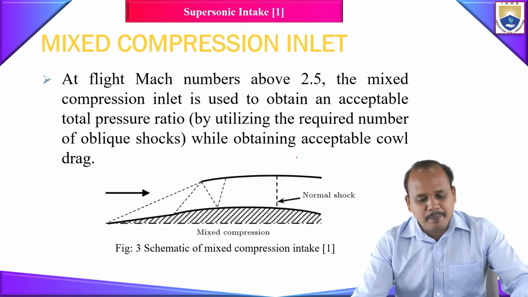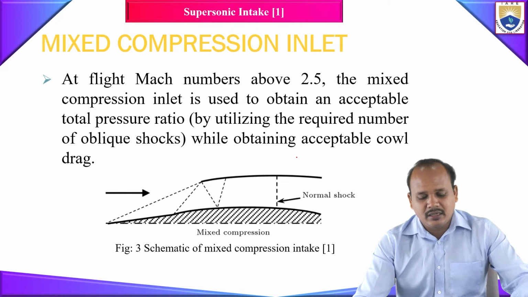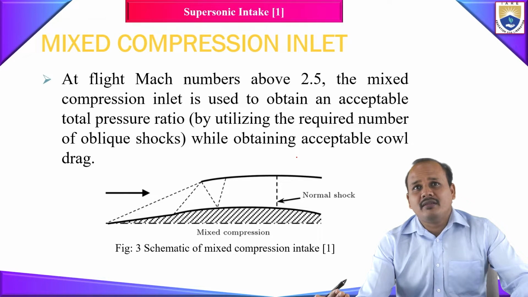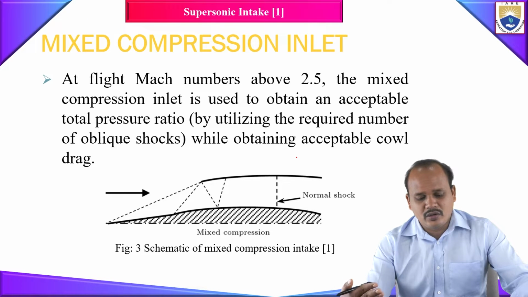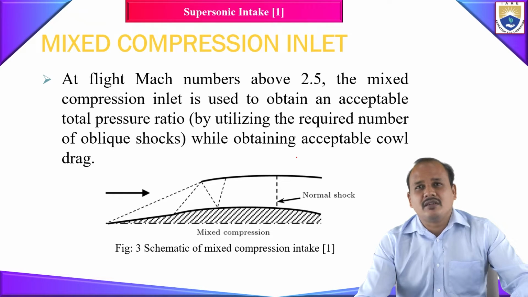So next one is the mixed compression intake. So what is this mixed compression intake? It is basically a combination of external as well as internal compression. That is, the shock wave will be present outside of your intake as well as inside of your intake. That is what we call the mixed compression intake. So where do we use this? For flights having Mach number more than 2.5, we use this mixed compression intake.